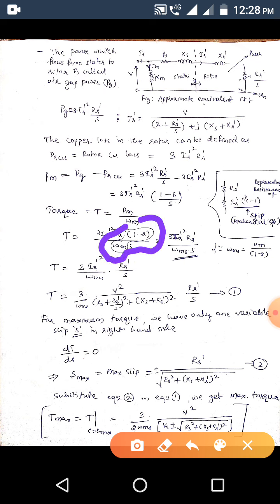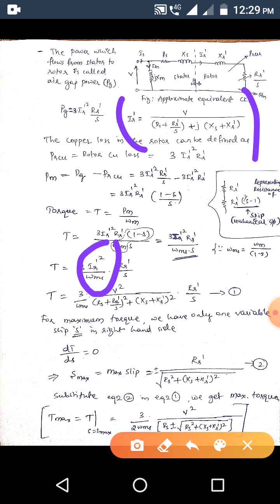1 by s divided by omega m is the omega s here. Okay, so then the total torque in the rotor winding will be 3 Ir prime square divided by omega ms into R prime divided by S here. So then expand this, this is for the 3-phase supply. So if you simplify this, or put the torque in this equation, because we know the current in the rotor winding, substitute that, then you will get the equation number 1 here.